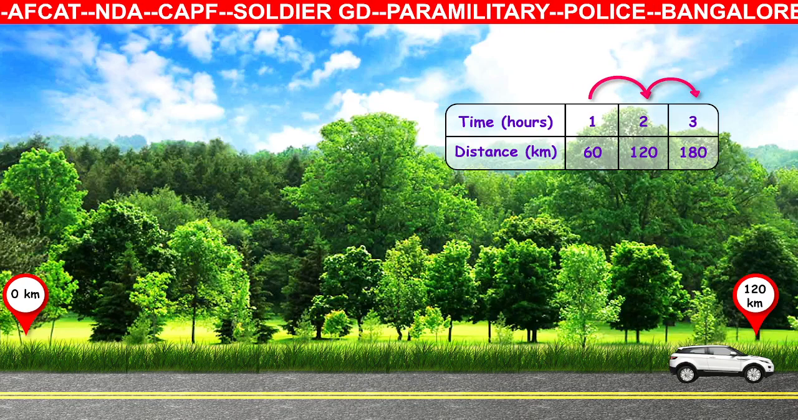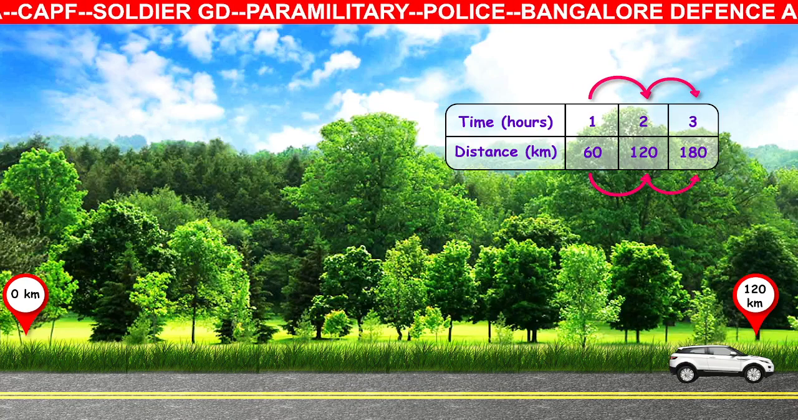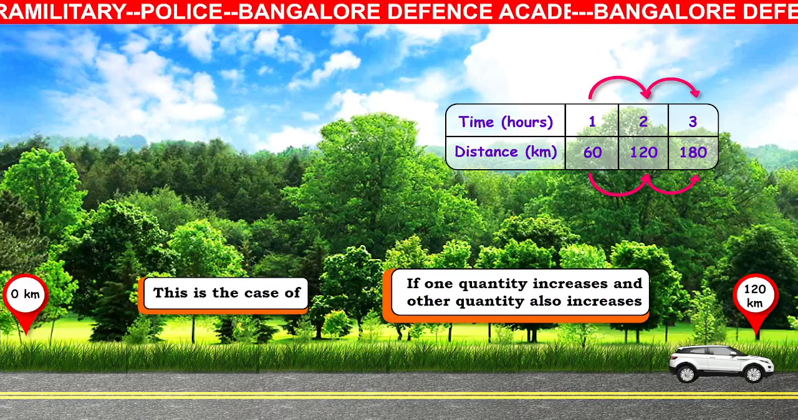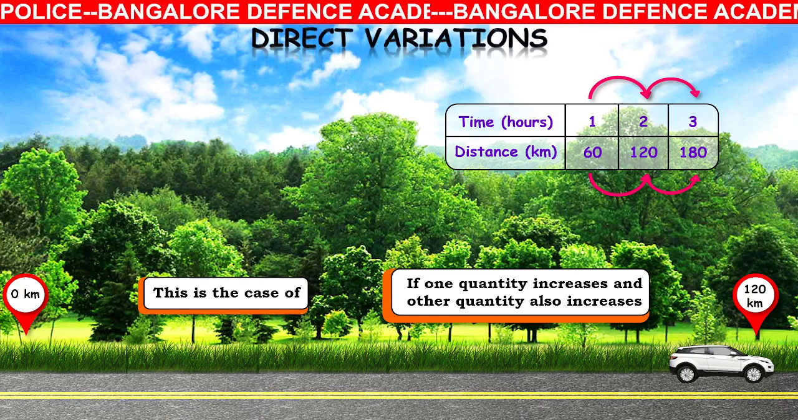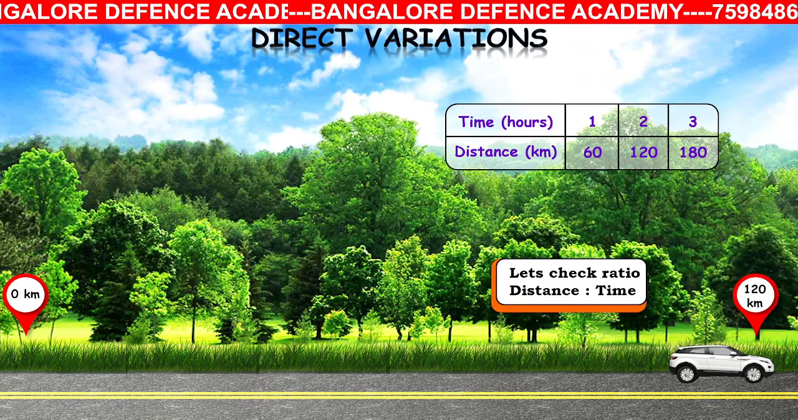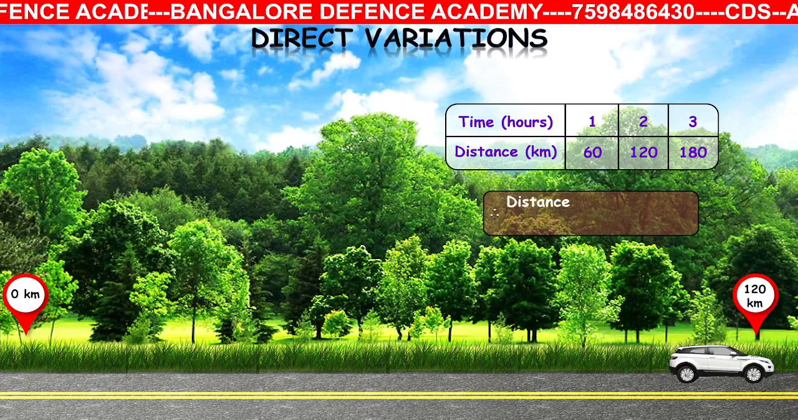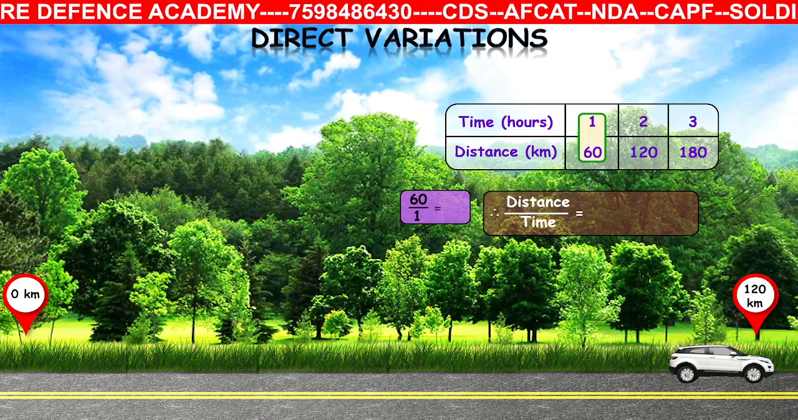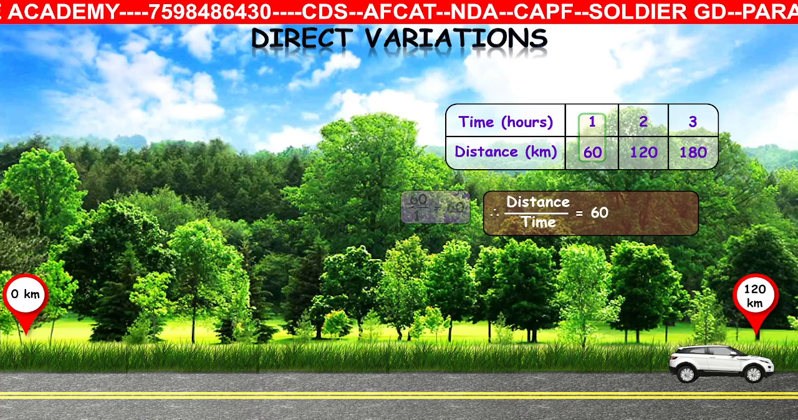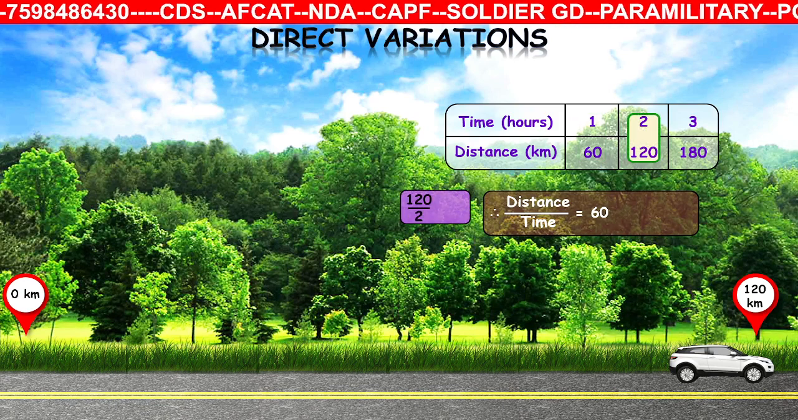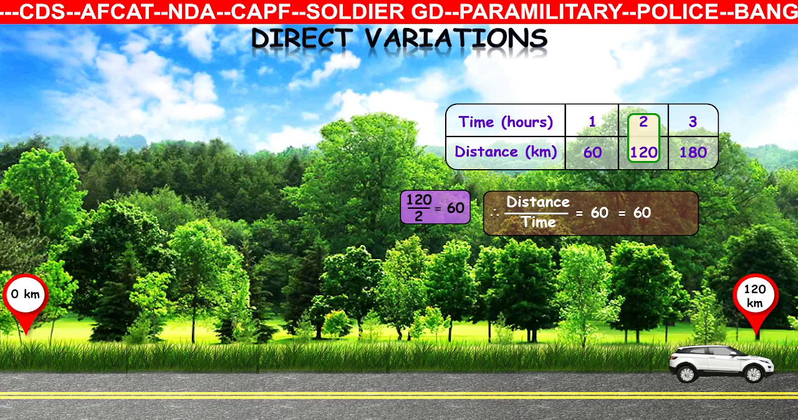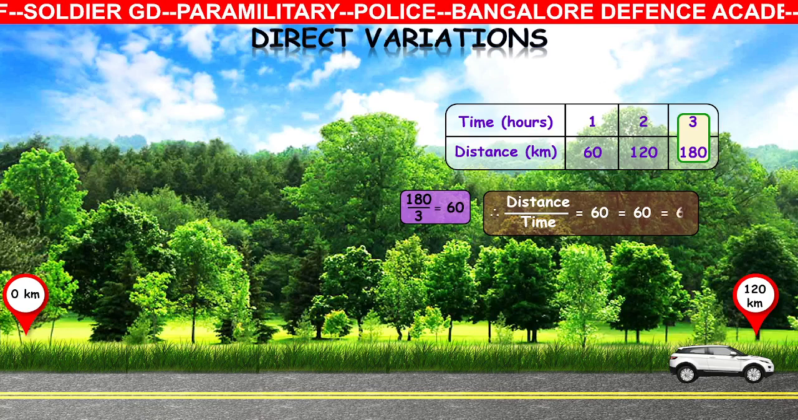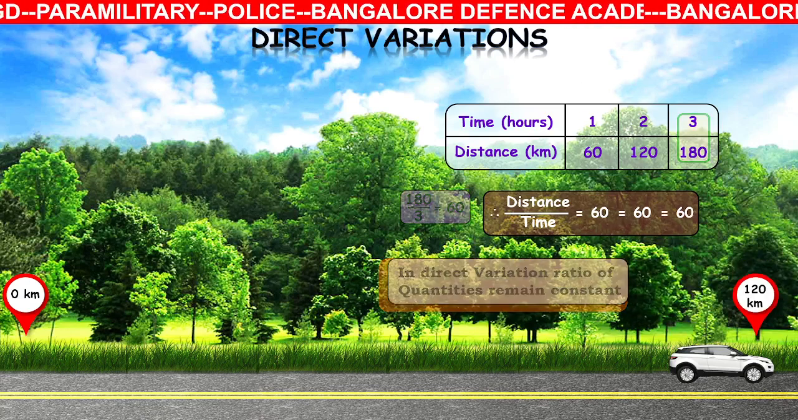From the first hour to the second and the second to the third hour, the distance is also in the same ratio. So if one quantity increases, the other quantity also increases. This is the case of direct variation. Now let us check the ratio between the distance and the time. If I take the distance in the numerator and time in the denominator, 60 by 1 gives 60. Next, 120 divided by 2 gives 60. The value remains the same. And the last, 180 by 3 gives 60. So the value remains the same. This is a case of direct variation.